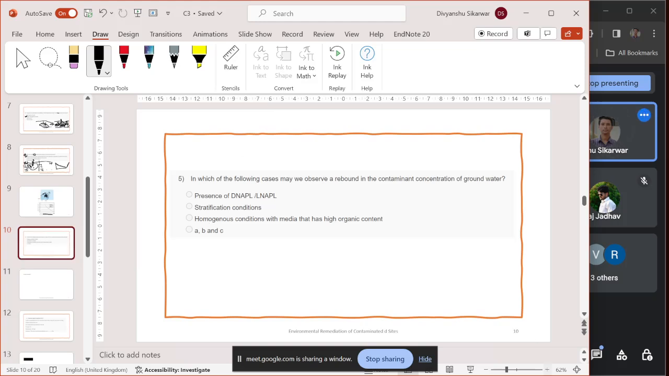This is the next problem. In which of the following cases may we observe a rebound in contaminant concentration of groundwater? What this question is trying to ask is, if this is the ground level and this is the cone of groundwater, this is the bore well which we draw, and we are taking out water at, let us assume, Qp. So what this question is asking is that we are drawing water.